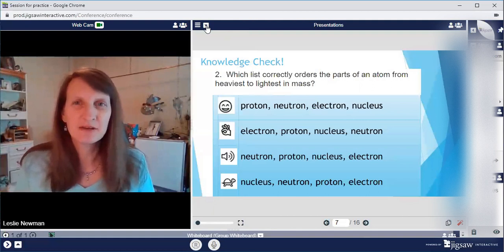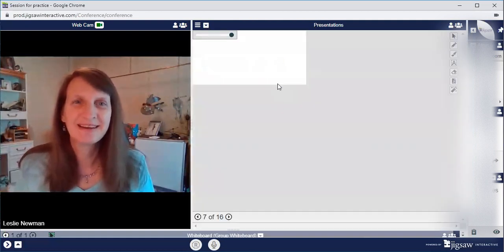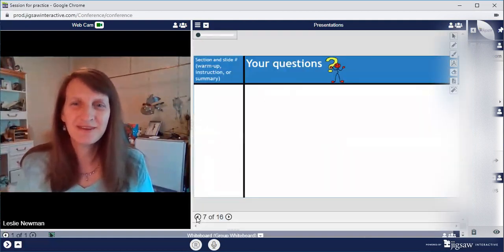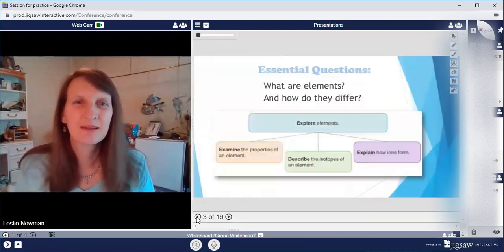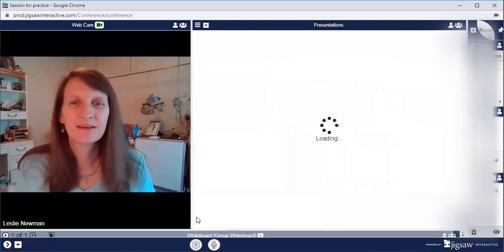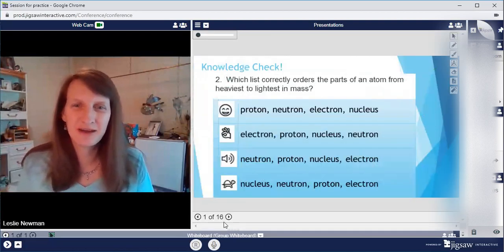The lightest, let me turn the annotation back on. Oh, let me find my slide. It just randomly switches them. Oh, there it is. It went back to the first slide.